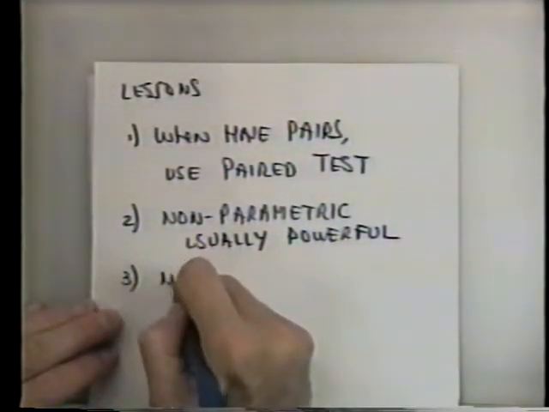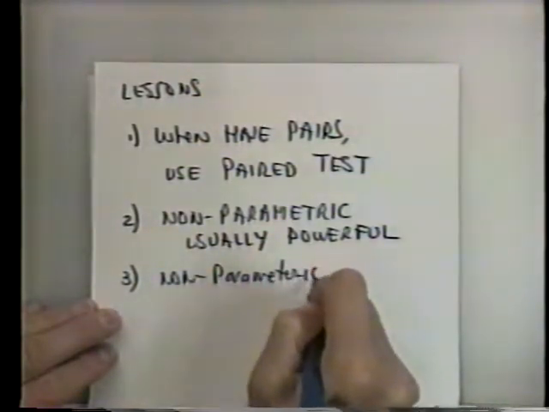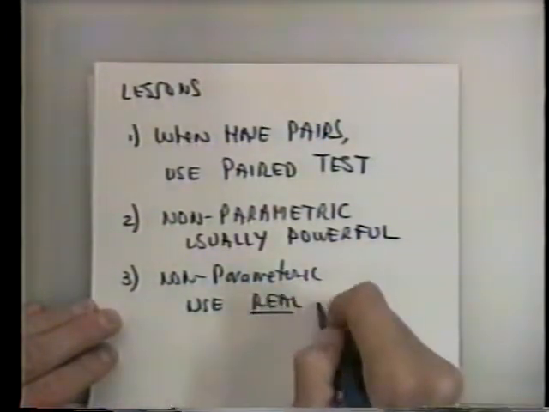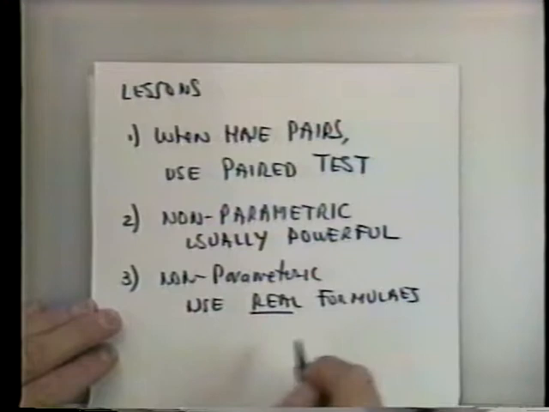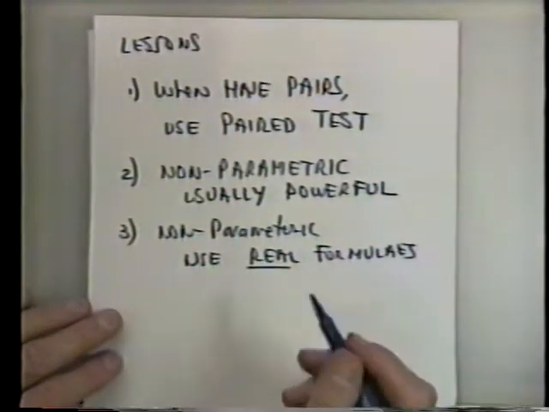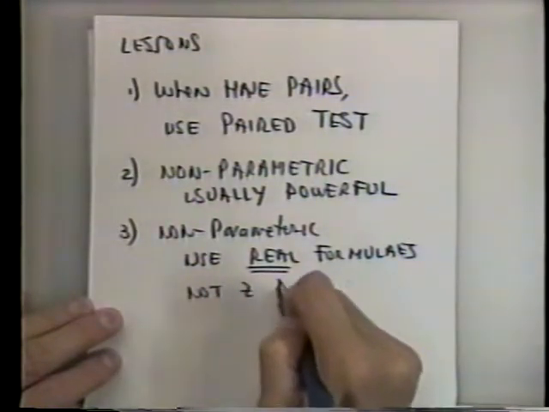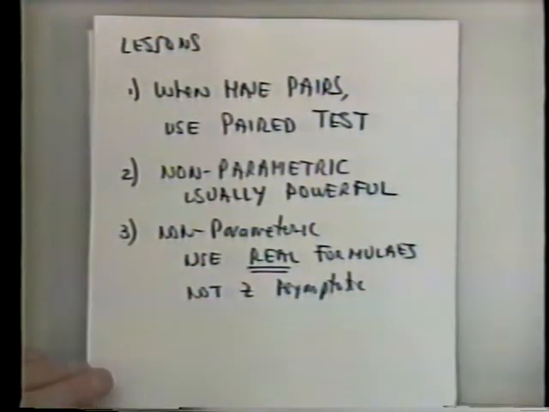Third, in using a non-parametric test, we should really use the real formulas, which can be difficult to compute. So you may need to look it up in a table, or you may need to get my program. But we should use the real formulas, not the asymptotic formulas which are used in some programs.